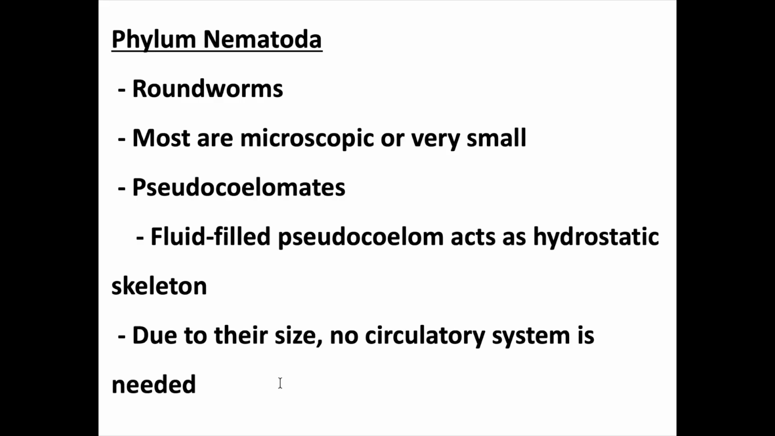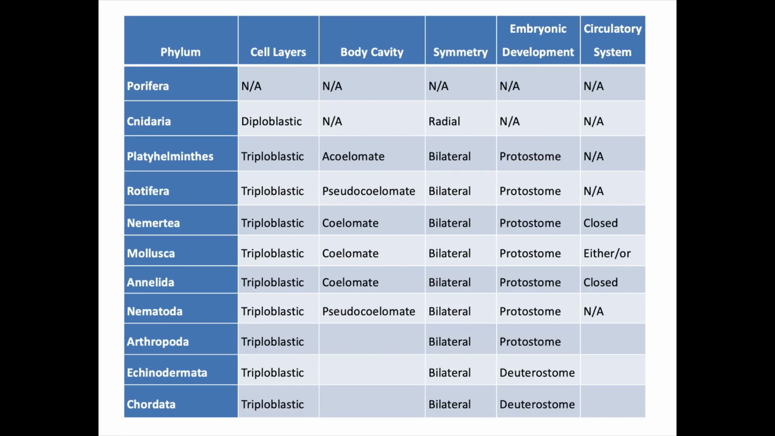Due to their size, again, these things are much smaller than other worms, they don't need any circulatory system at all to move stuff around. They're just small enough they don't need it. So this fills out our table here. Nematodes, pseudocoelomates, and circulatory system, that's an NA, not needed.